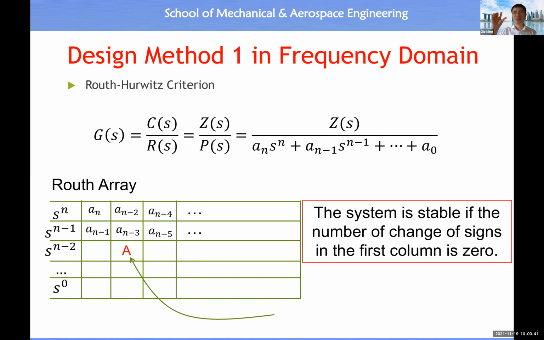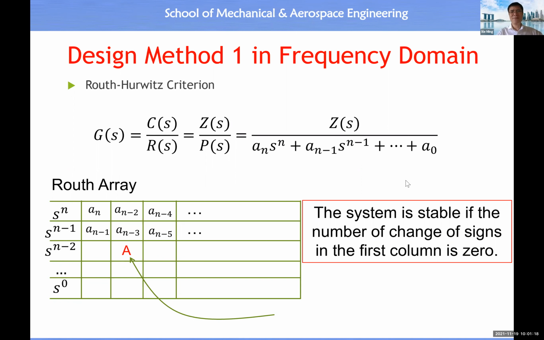S is a vector, okay, which has a horizontal component plus a vertical component. The vertical component is called an imaginary number because you have a j, j equal to square root of negative one, okay? But the important thing here is the denominator. We call this the characteristic equation. The roots of the denominator equation are very similar to the eigenvalues, in the time domain, of this matrix A prime, all right?